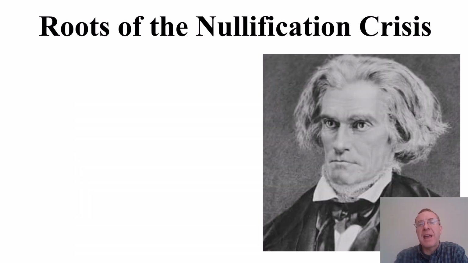Now, let's take a look at what the roots of the Nullification Crisis are. And there's another image of John C. Calhoun. And Calhoun had this very distinct look about him. He had these very powerful eyeballs that almost could penetrate walls. He was a very, very intense man.